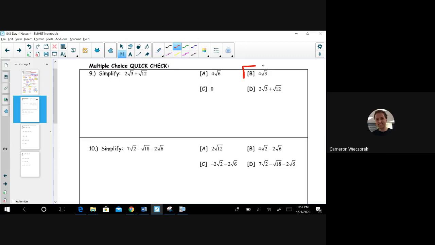Okay, so number 9 should be B. If you got B, feel free to move on and skip a little bit, go forward to my explanation for number 10. If you didn't get B, I'm just going to show you how to do that one.